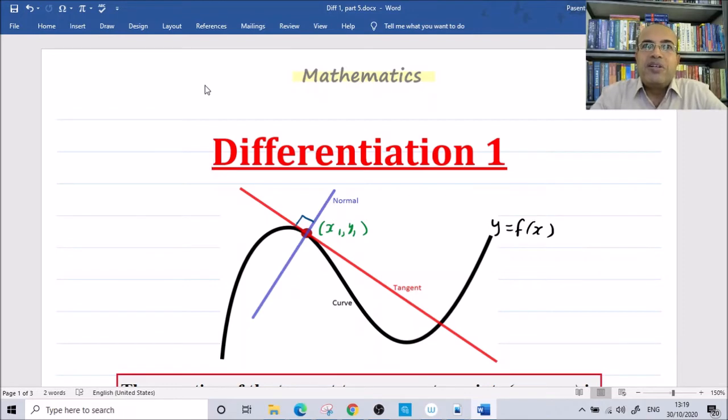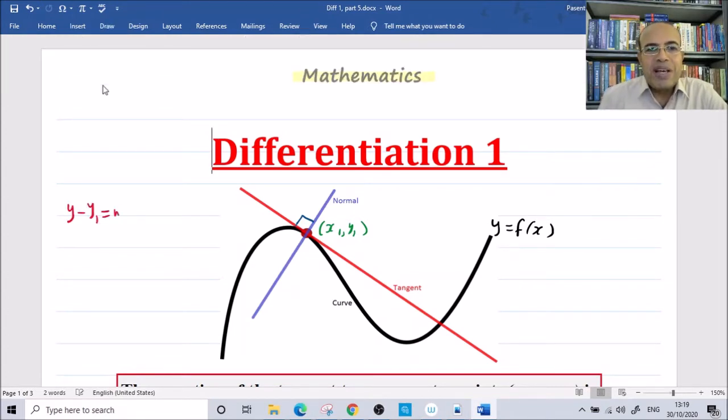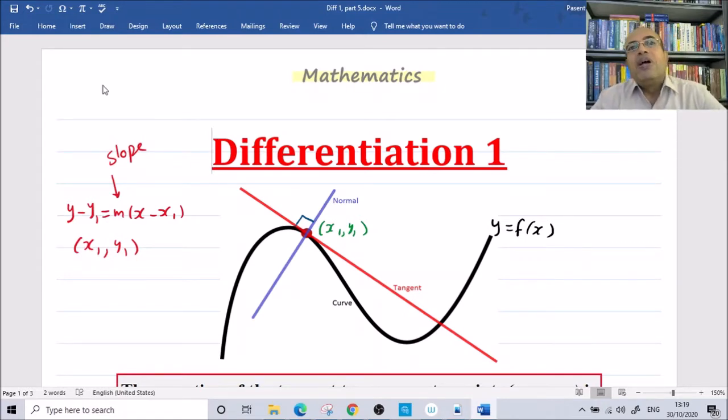How can we get the equation of any line? The equation of any line is y minus y1 equals m times (x minus x1). This is the equation of any line passing through the point (x1, y1) and having a slope m. So m is the slope. To get the equation of the tangent, we need to get the slope. How to get the slope? By using differentiation. The gradient or slope is dy by dx. So we find dy by dx or f dash x, and then replace x by x1, the point of tangency, to get m. So m is f dash x1. m is the gradient of the tangent at the point (x1, y1).